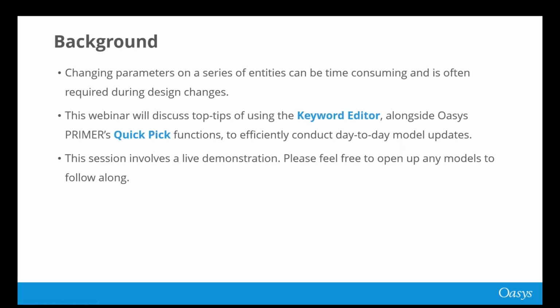A little bit about the background of why we're running this webinar. In day-to-day design changes, we normally need to make a lot of changes to parameters on not just one entity, but a whole series of entities. For example, updating a bunch of shell thicknesses, offsetting them, and so forth. It can be quite time consuming if we were to update them one by one. But using the keyword editor alongside Oasys PRIMER's quick pick functions, we can very efficiently conduct these day-to-day model updates.